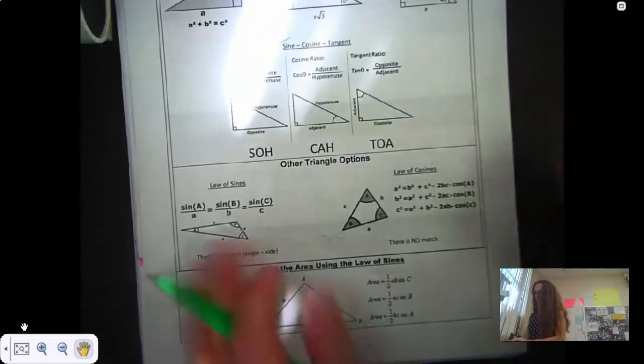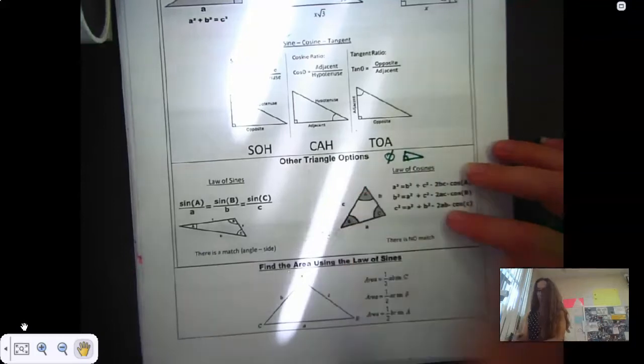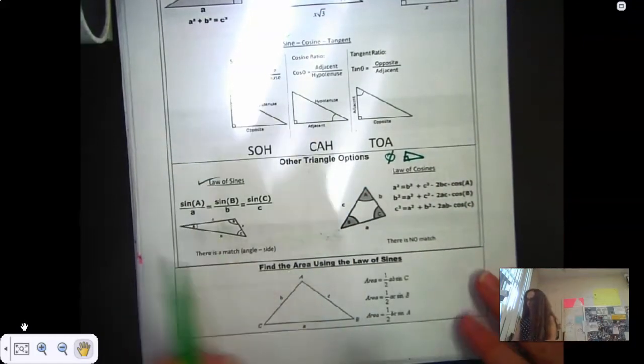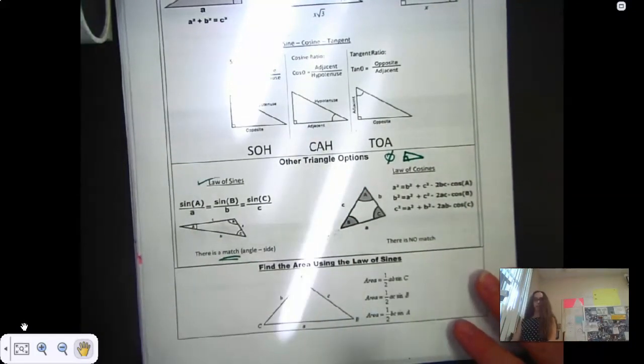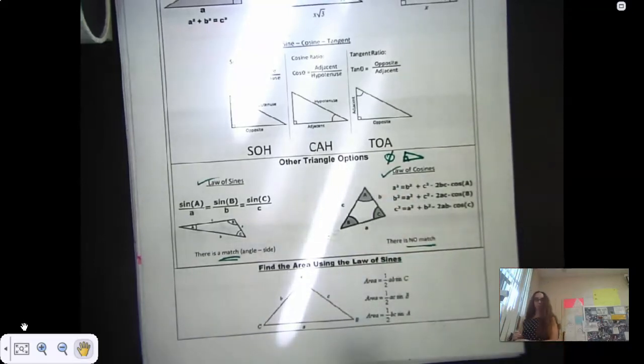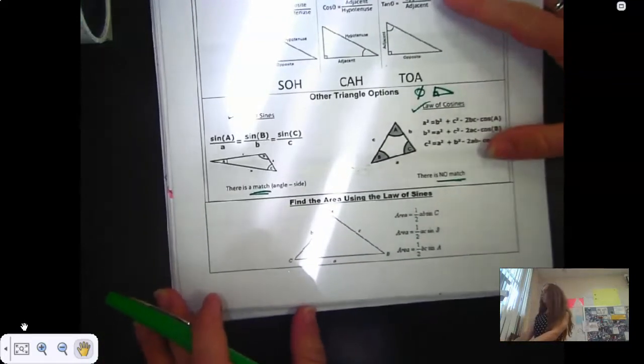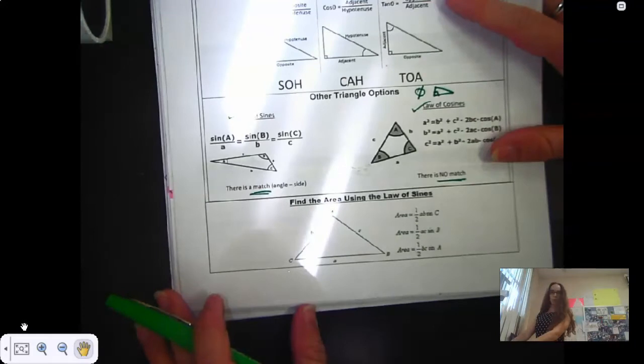And then you come down here, and when it was not a right triangle, I gave you the law of sines. There's a match. We got the law of cosines. There's not a match. And then the last thing is something we haven't gone over, which I'm guessing we're going to be going over, which is finding the area.